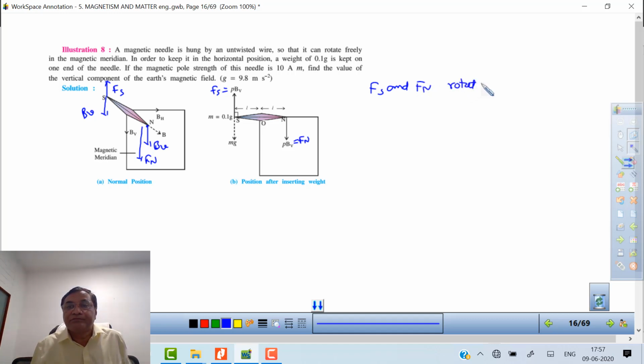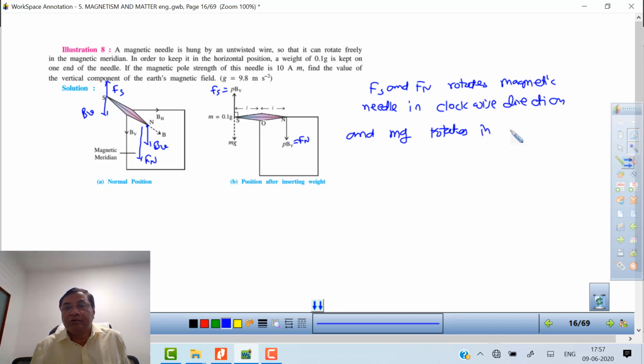Fn rotates the magnetic needle in the clockwise direction, and mg rotates it in the anti-clockwise direction. So this torque and that torque add, and the other one opposes. So we take this as positive torque and this as negative torque. Remember, we do this in rotational motion. So torque 1 plus torque 2, because of the north pole, because of the south pole, plus torque because of the mg is equal to 0.